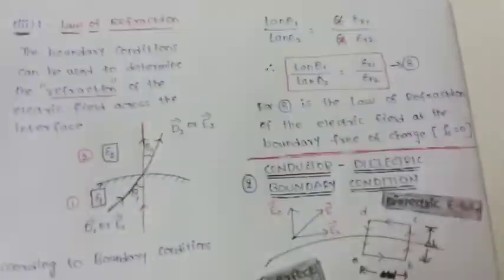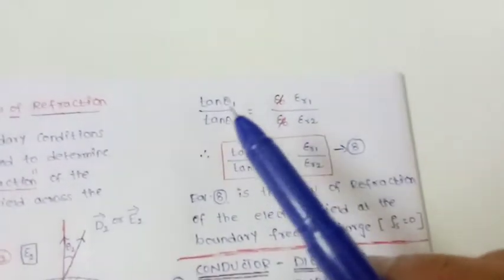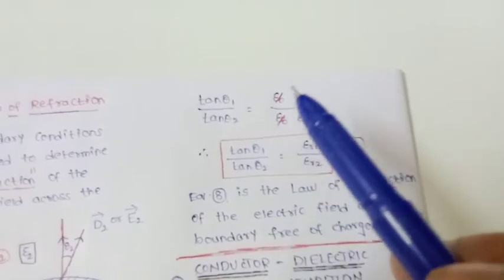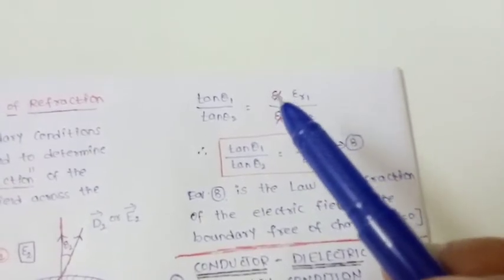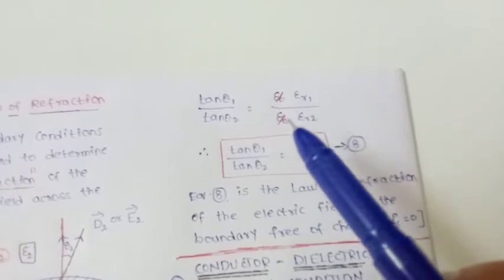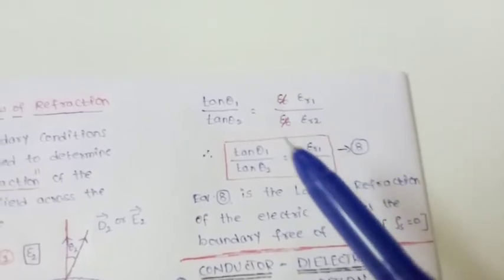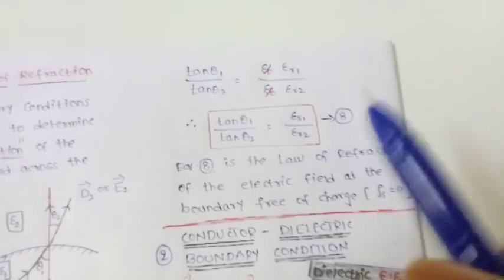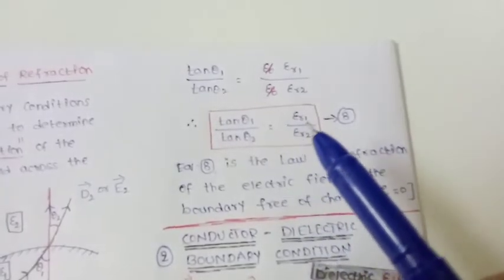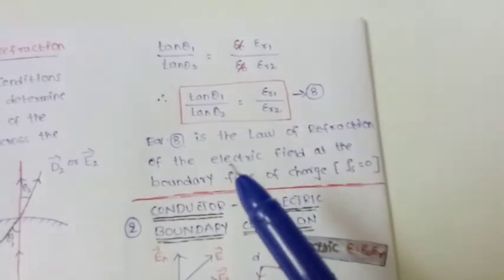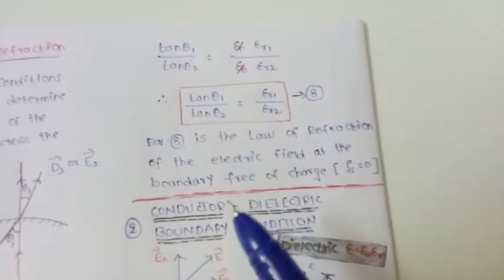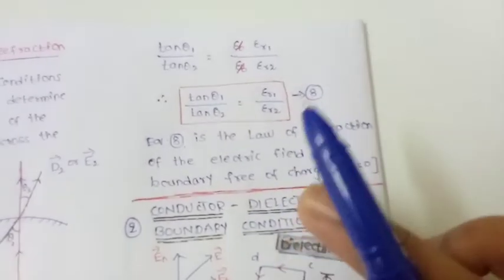Are you clear? Now you can write that tan theta 1 upon tan theta 2 is equal to epsilon 1 by epsilon 2. Then epsilon 1 is split into epsilon naught epsilon r1 by epsilon naught epsilon r2. Epsilon naught gets cancelled. Then finally you can say that tan theta 1 by tan theta 2 is equal to epsilon r1 by epsilon r2. Equation 8 is the law of refraction of the electric field at the boundary free of charge. This is the law of refraction.